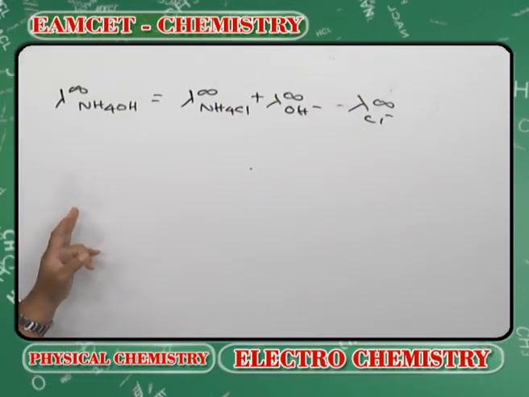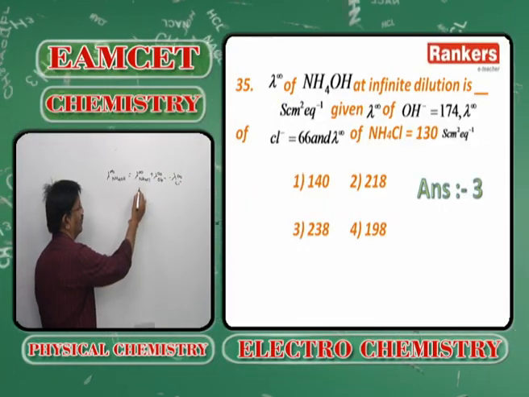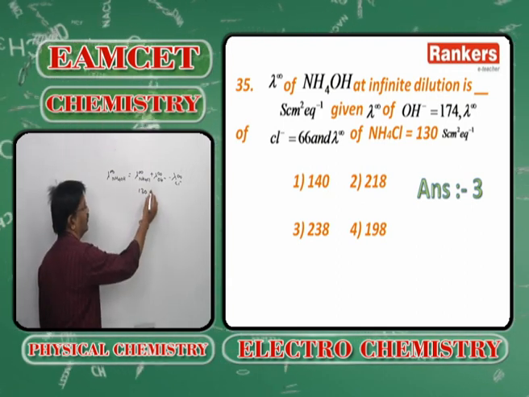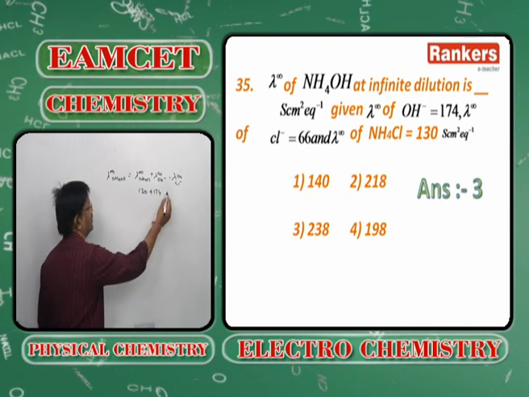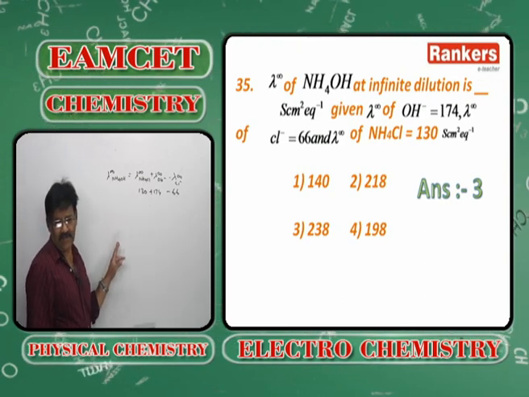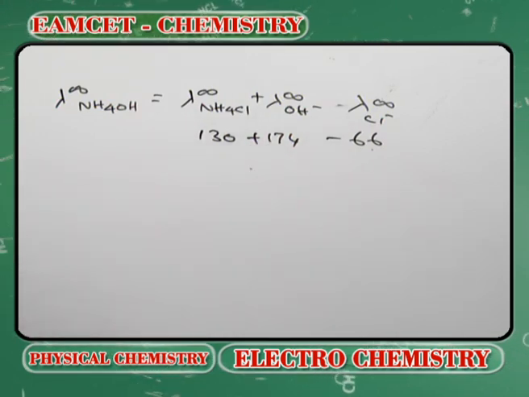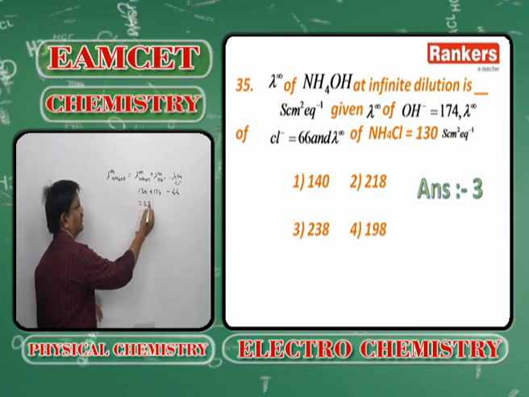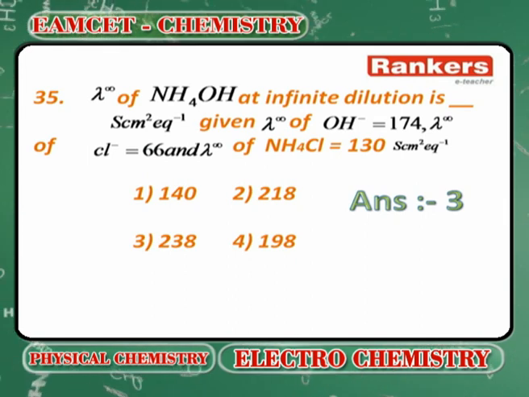From this, what is lambda infinity of NH4Cl? 130 plus what is the lambda of OH? 174, and what is this? 66. So 304 minus 66 will be 238. Option 3 is the answer. Next question.